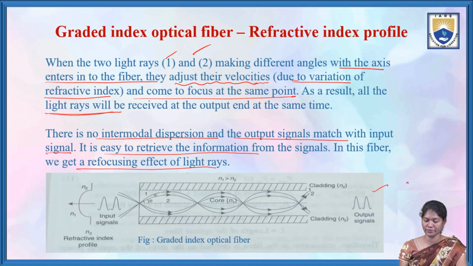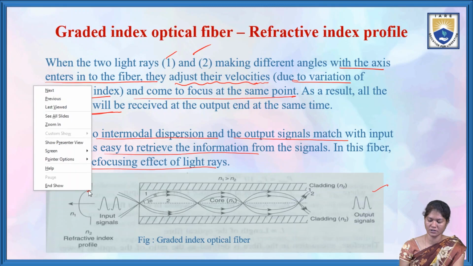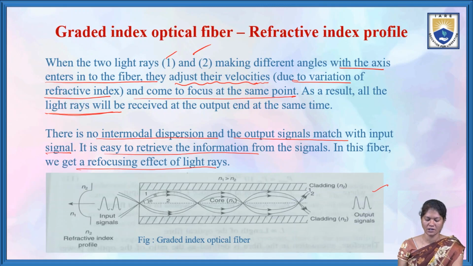So from this diagram, the core refractive index changes in a parabolic manner, like this, n1 and n2. So we are giving two light rays with different angles. This one is making a smaller angle, and the other, ray 2, is making a larger angle than the first one.